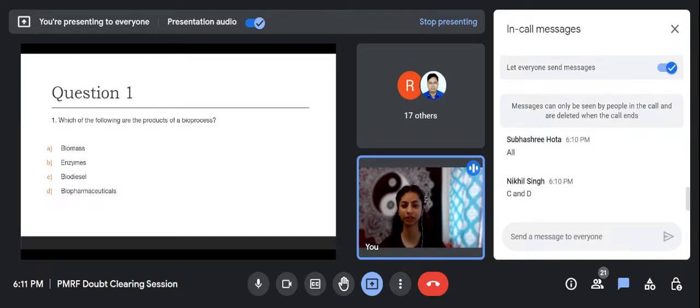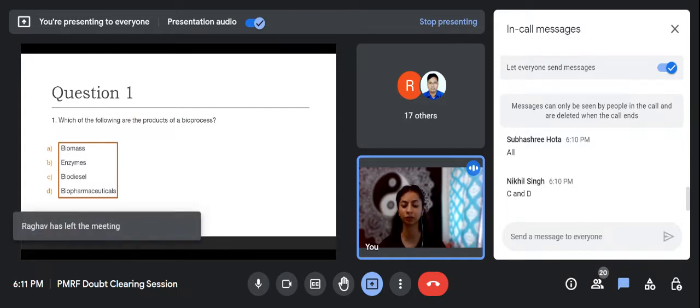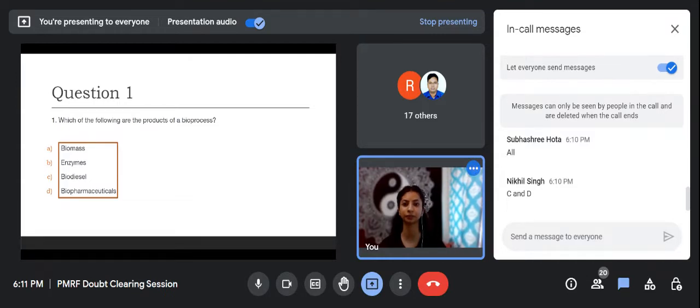The answer is technically all of the above, because biomass is the cells. You can have reactions in which the end product that you require is the cell. The enzymes could be the end product. Biodiesel, like we talked about in the last session, could be the end product, and biopharmaceuticals like monoclonal antibodies could be the bioproduct. No one has a doubt in this, right? Then I'll move on. In case you have a doubt, please mention it in the chat or talk to me by unmuting yourself.